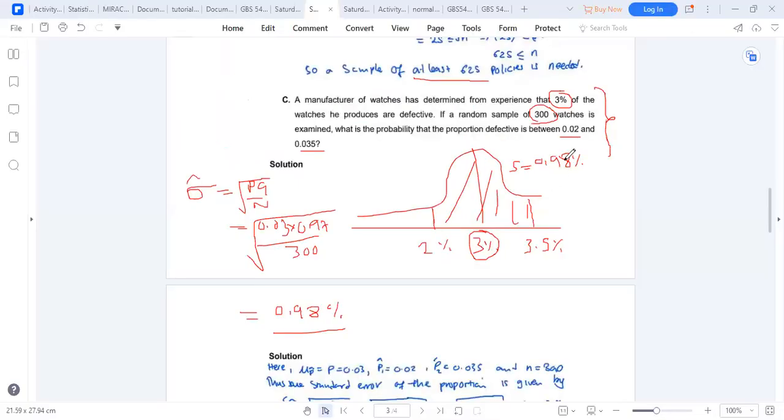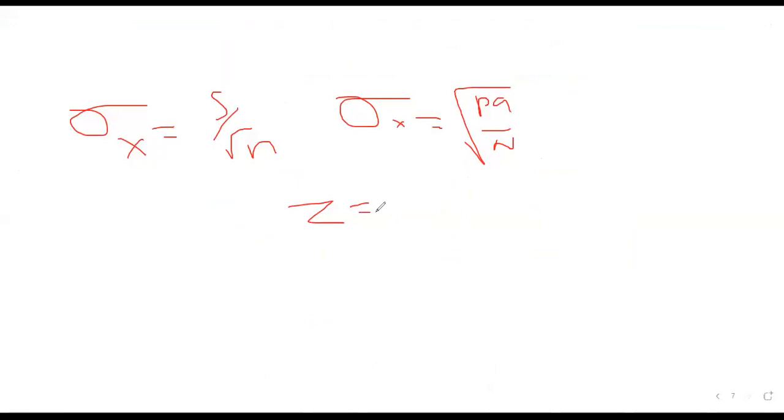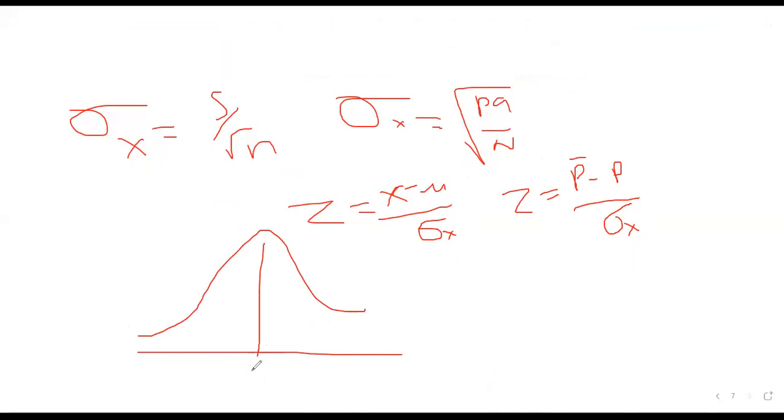Okay. So after finding the standard error, we know Z is given by what? Z has two formulas. Z for a sample is X minus mu over the standard error, if you're using the standard deviation, or P hat minus P over the standard error. So in this case, we have 3% here, then 2% here, and 3.5% here.